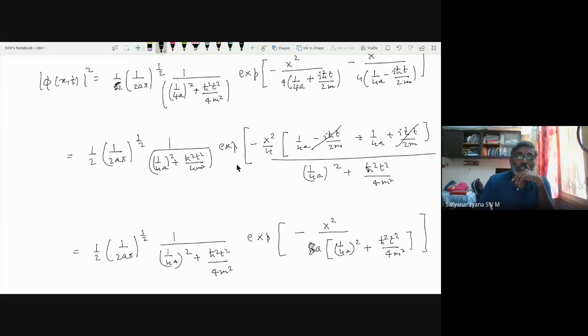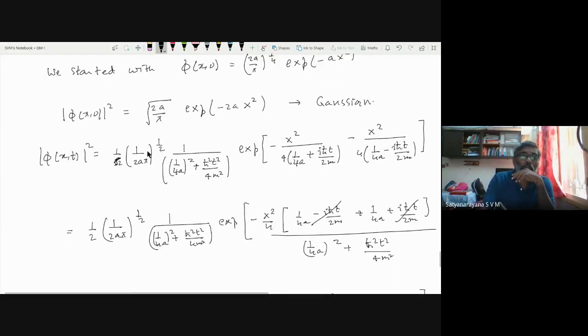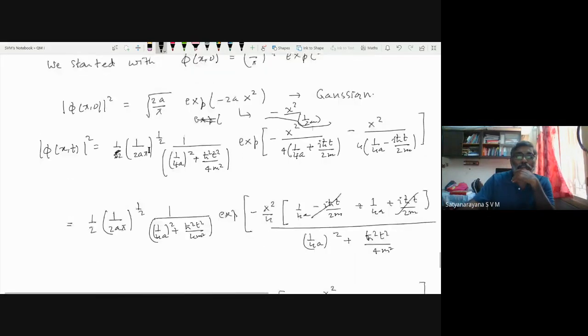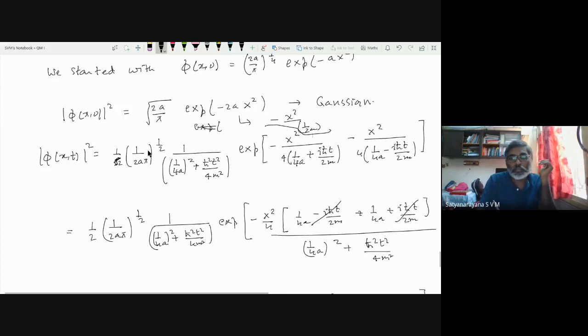So you can see that if you go back to this, and I want to write it in the following fashion, that is exponential of this factor, I can write it as minus x square by 1 by 2a. Okay, so this is related to width. Now this 1 by 2a, if I can call this sigma of 0 as 1 by 2a.